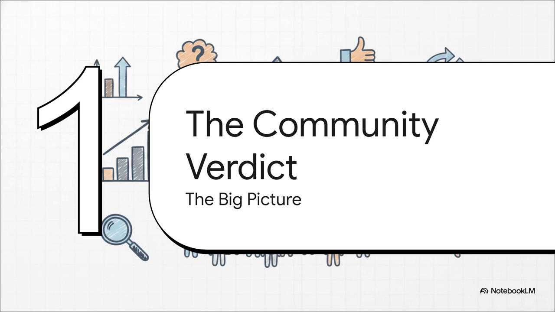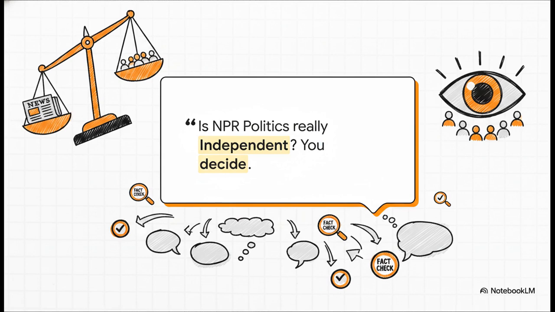And finally, Part 6, the community verdict, looking at the big picture. So, we've looked at the mechanics, the voting system, all the analysis tools, but what's the overarching philosophy behind all this? Well, this quote is pulled directly from the platform itself, and I think it perfectly encapsulates their ethos. Is NPR Politics really independent? You decide. They aren't trying to be the ultimate arbiters of truth here. They're just providing the tools, the ecosystem, and the comparisons. But the ultimate authority, that's the crowd. You are the fact checker.